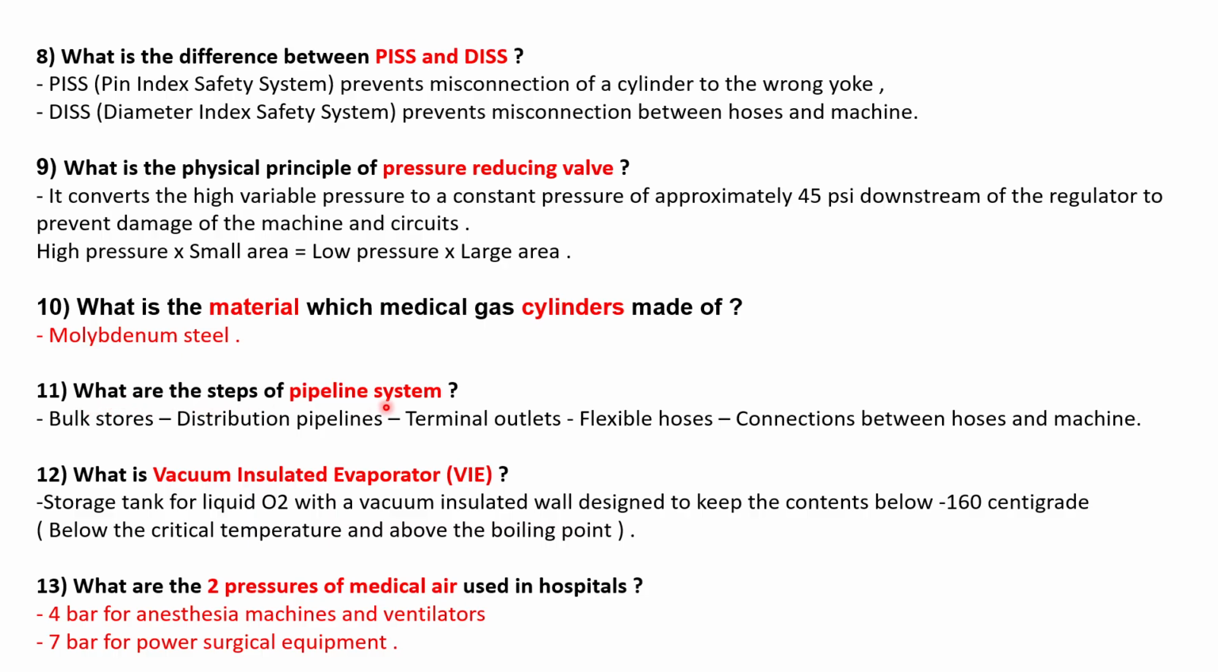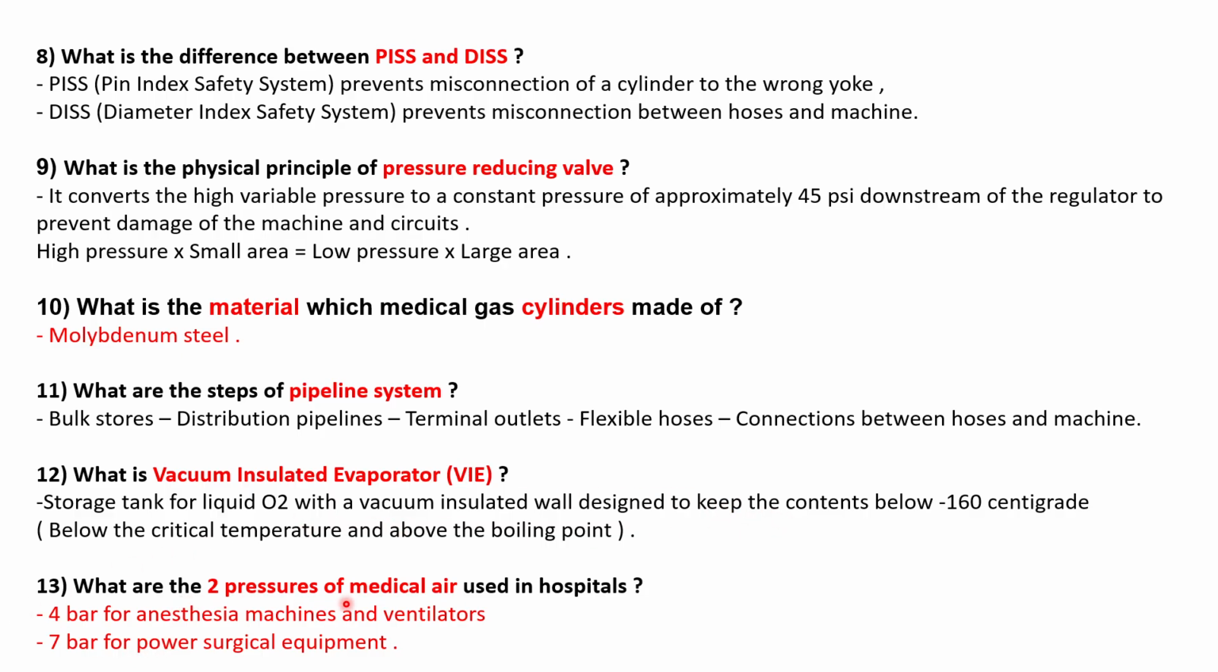What are the steps of the pipeline system? Bulk stores, distribution pipeline, terminal outlet, flexible hoses, and connection between hoses and the anesthesia machine. This is very important for the oral exam. What's the vacuum insulated evaporator? A storage tank for liquid oxygen with a vacuum insulated wall designed to keep the contents at negative 160 centigrade, below critical temperature and above boiling point.